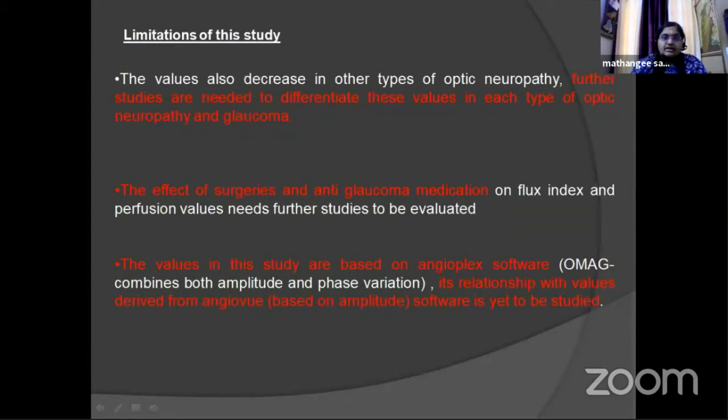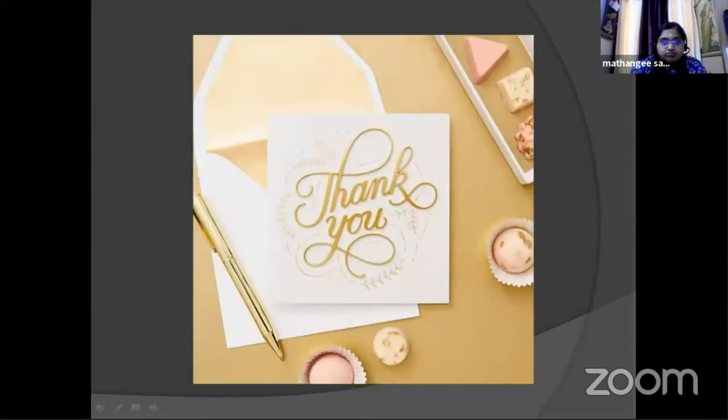A limitation of this study is that the values also decrease in other types of optic neuropathy. Further studies are needed to differentiate these values in each type of optic neuropathy and glaucoma. The effect of surgeries and anti-glaucoma medication were not studied in my study. The values of this study are based on the Angioplex software. Its relationship with values derived from the AngioVue based on amplitude software is yet to be studied. Thank you.